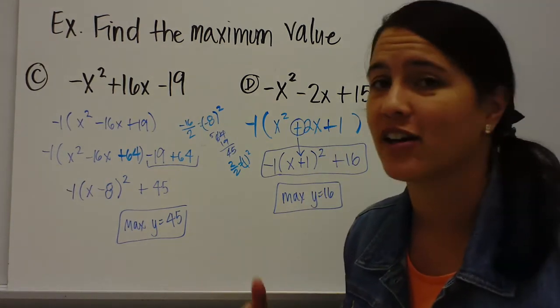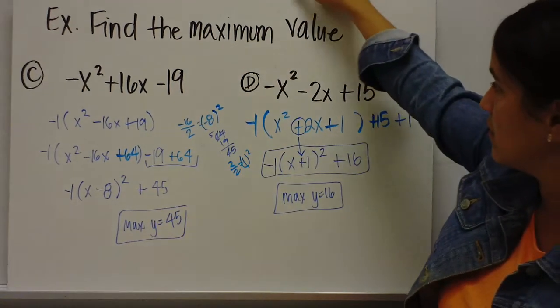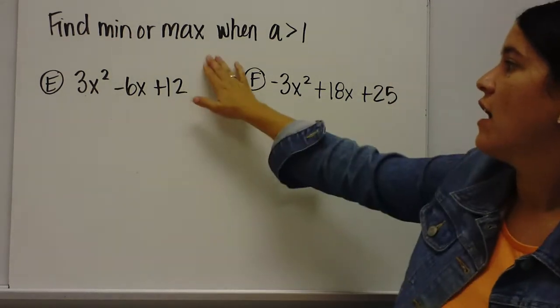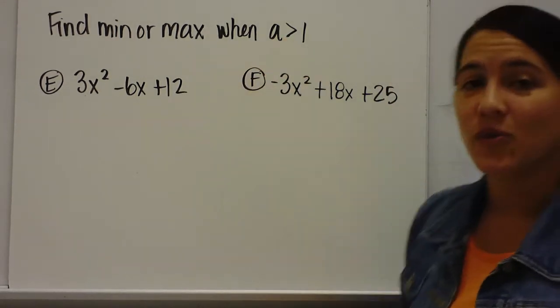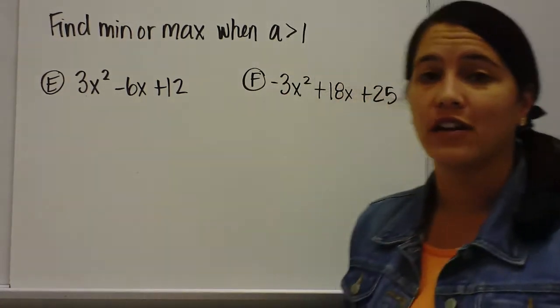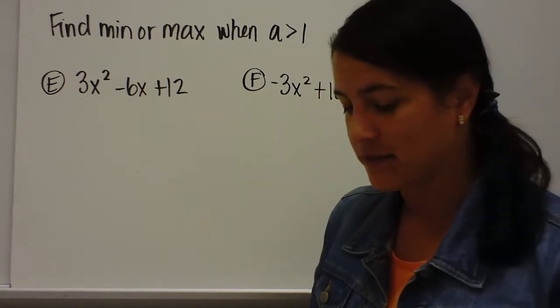So if this is hard, I encourage you to watch it again, take it step by step. Alright. Find the minimum or maximum when a is greater than 1. So far the examples I showed you, a was 1, either 1 or negative 1. This one, a is going to be a number other than that.